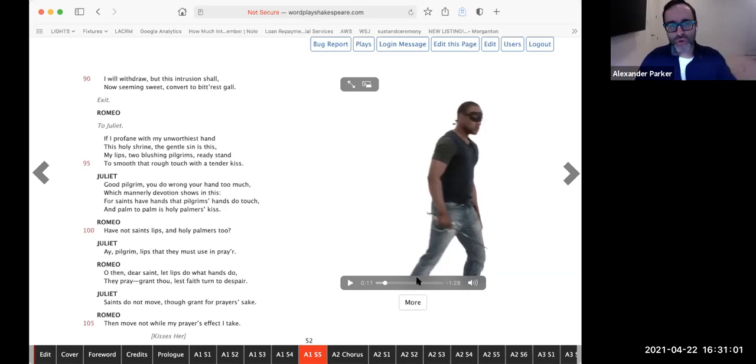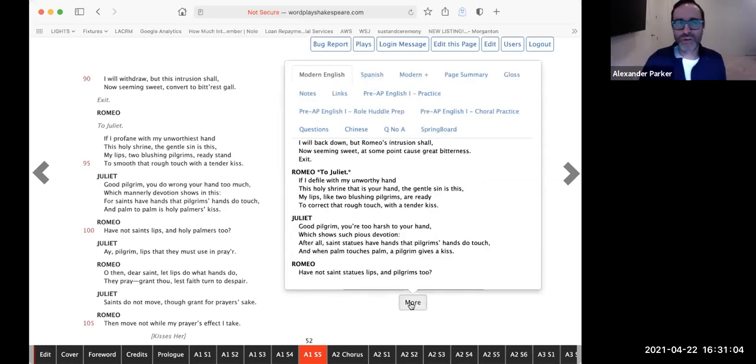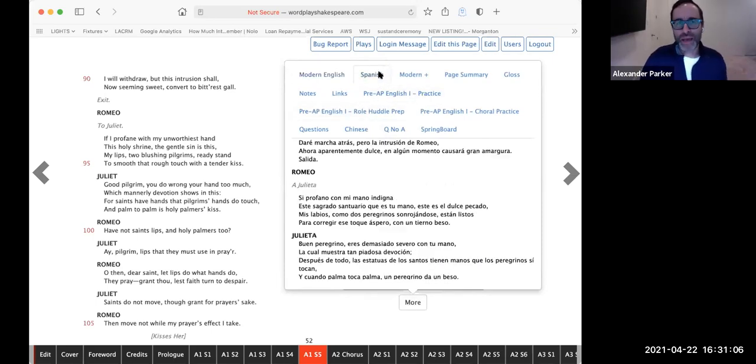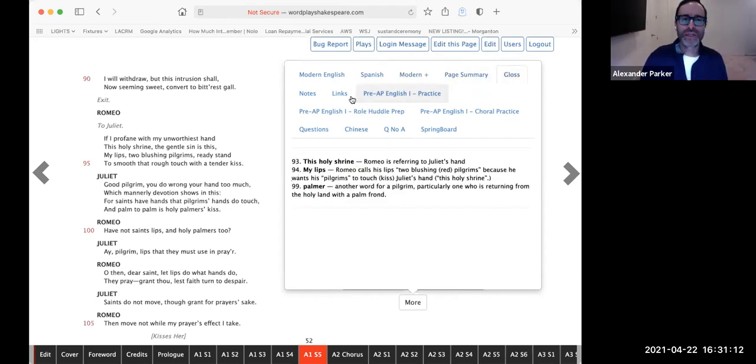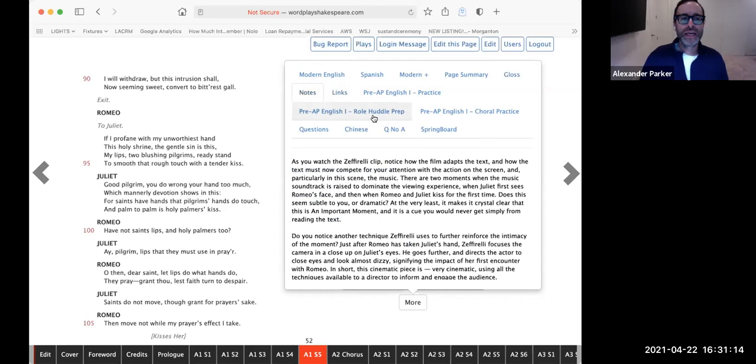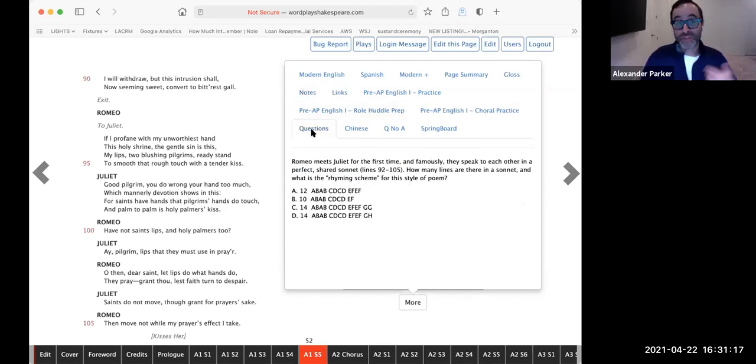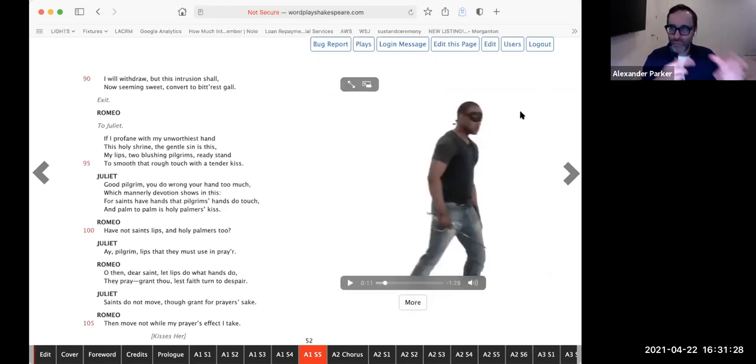So in addition to the performance, we have extra materials that are added on. We have a modern English translation, a Spanish translation, an even simpler English translation, page summaries, glossaries, links to other resources, notes, and we have some questions also to help people along. In fact, this question, I'd forgotten about this, is about rhyming schemes, which we will be getting to very soon. So that's a quick introduction to why I'm here and what we're looking at with Wordplay Shakespeare. So I'm going to relinquish the share back to Tracy.